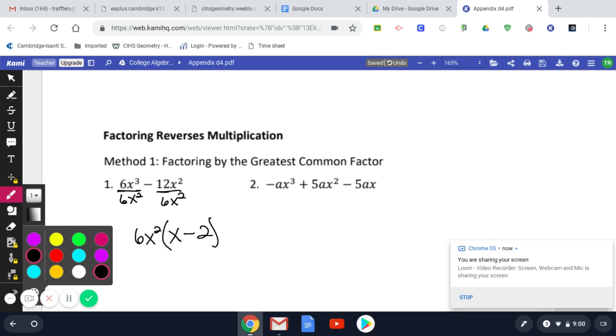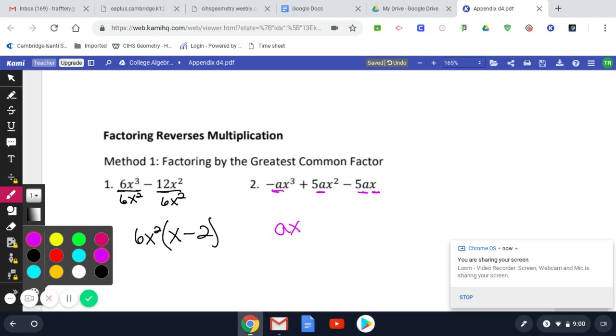On number two, I want to find the greatest common factors. And what I notice is that every single one of these has an a. So I can take an a out. And I notice that they all have at least an x. So this has the least amount of x's. That's how I know I can only take one x out. And they don't all have 5, so I can't remove a 5.